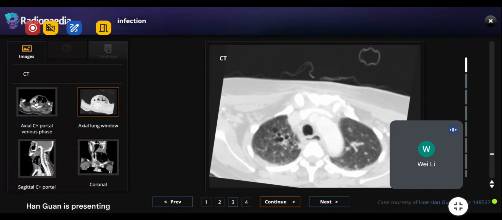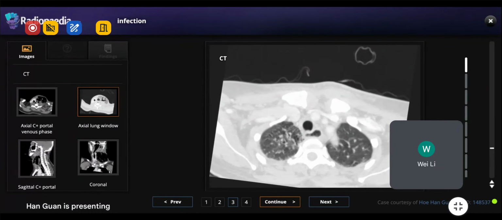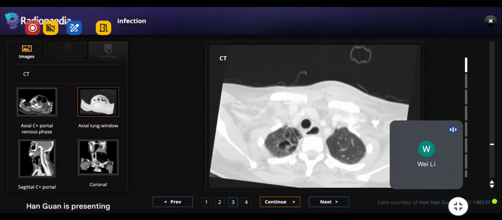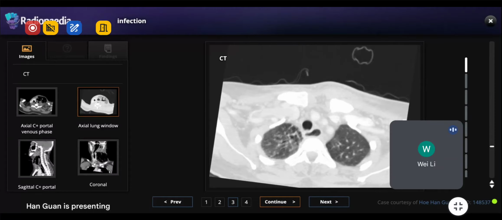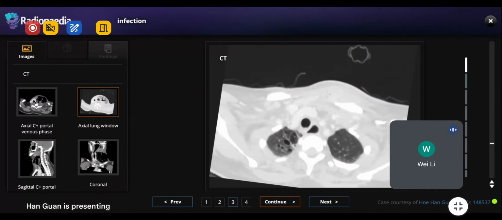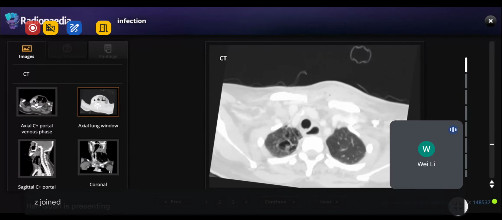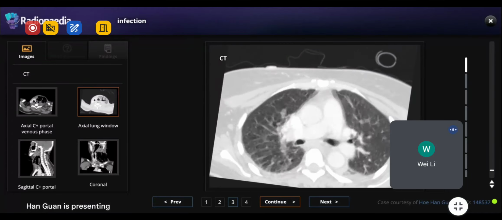So, lung window, there is some cavitation seen at the right lung apex with no fluid level within. I think it's a bronchiectasis. Okay.